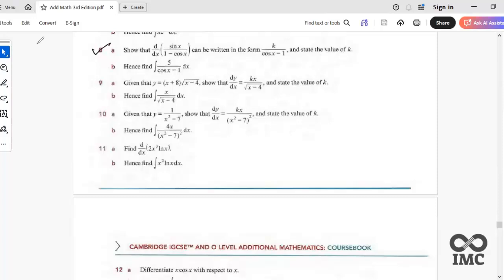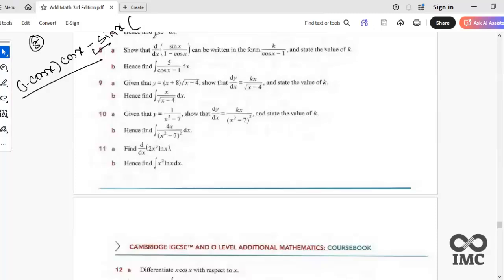Now, question number 8. Question number 8 says d/dx of sin x by 1 minus cos x can be written in the form k by cos x minus 1, and state the value of k. So here d/dx of this one, u by v. So 1 minus cos x into d/dx of sin x will be cos x minus sin x.